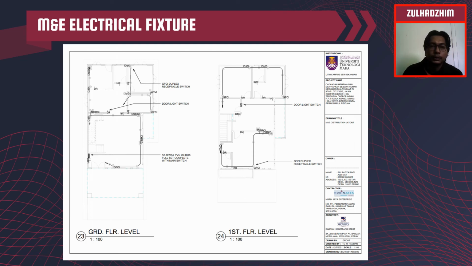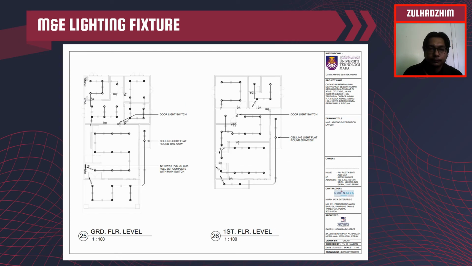M&E electrical features, starting with ground floor level, consists of GFCI duplex receptacle switch, door light switch, and 12 to 16-way PVC DB box full set complete with main switch, while first floor level consists of door light switch and GFCI duplex receptacle switch. Continue with M&E lighting feature.